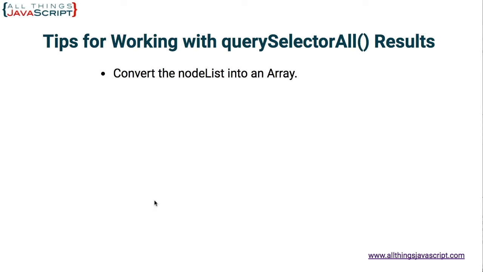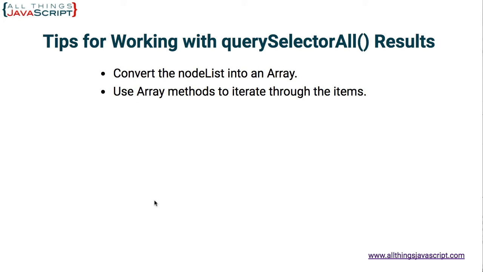First off, you convert the node list into an array. Now, by doing that, it then allows you to use all of the array methods to iterate through those items. So there are several array methods that are great to have access to. Many times I prefer using those array methods as opposed to a for loop. Here's some of the methods that might be helpful in working with QuerySelectorAll results.